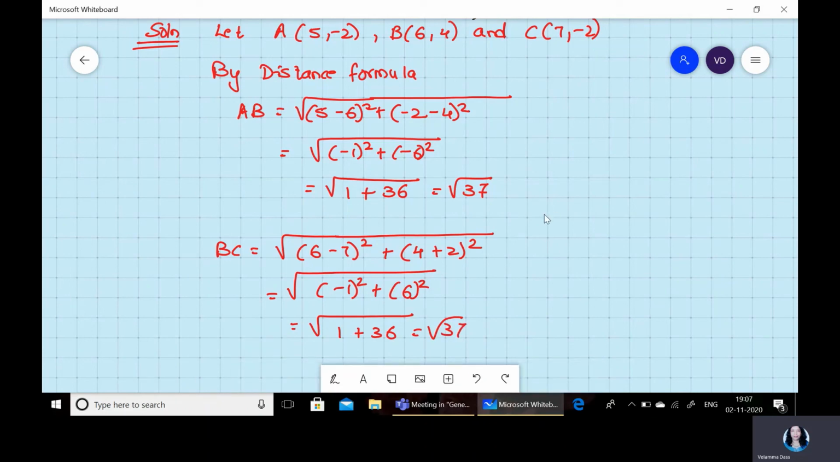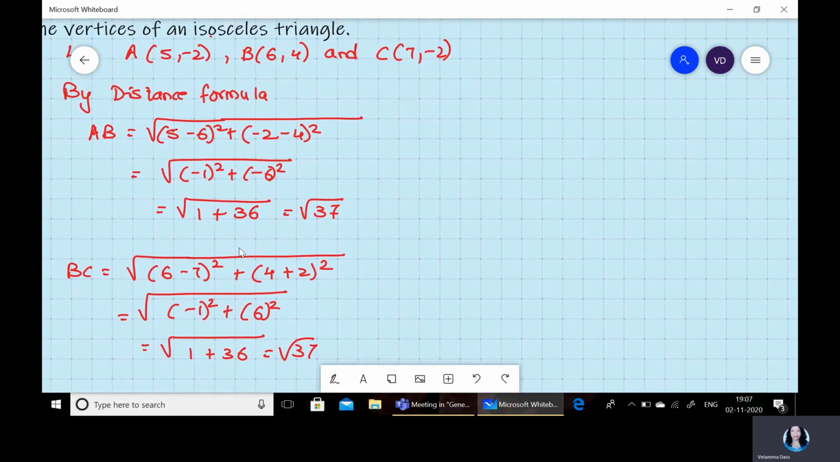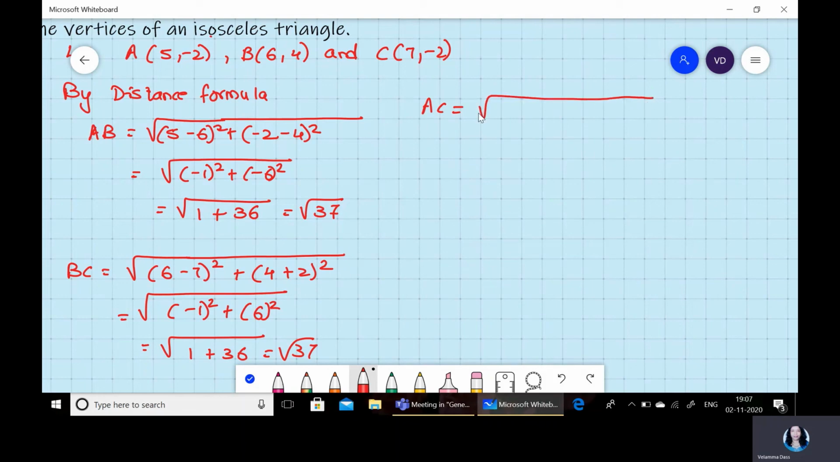Let's find the final one, AC. Should we leave this without finding the third as we got two distances? No. If suppose AC is also root 37 units, then we can claim that it's an equilateral triangle. So the third distance is mandatory that you have to find. So again see 5 minus 2 and 7 and minus 2. So we have 5 minus 7 the whole square plus the difference of ordinate, that is minus 2, here minus 2, here minus is there. Minus of minus will become plus 2 the whole square. So here 5 minus 7 will give you minus 2 the whole square plus 0 square. So here minus 2 the whole square is plus 4.